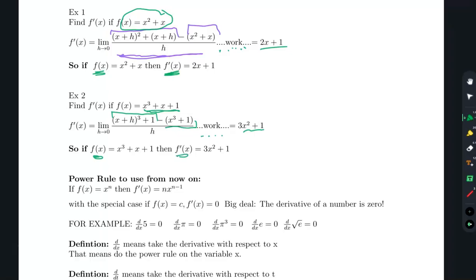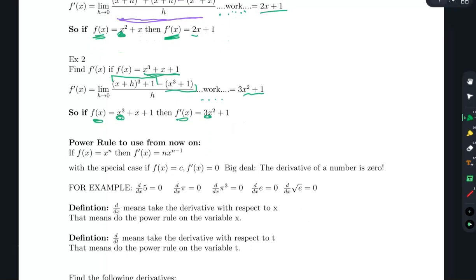So let's look to see if there's some kind of pattern. x squared turns into 2x. Oh, x cubed turns into 3x squared. So what the power rule says is, if you have x to a power as your function, to take the derivative, you bring that number down in the front, and you subtract 1 from the exponent. Okay, let's check it out. If I take this x, this is like saying x to the 1 power. So I bring the 1 down, subtract 1 from the exponent. Oh, that's just 1, and that's what that is.